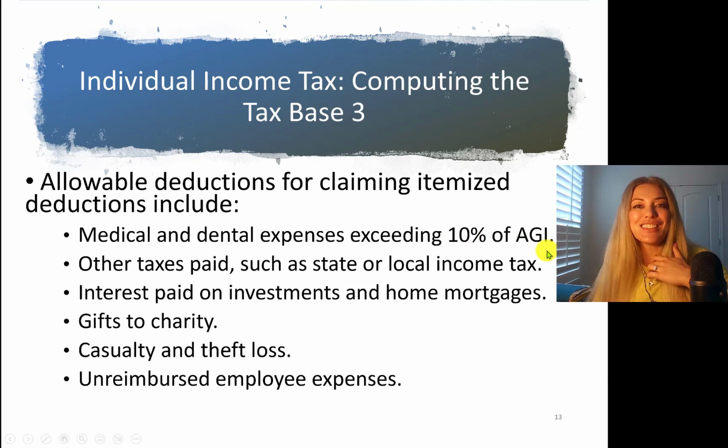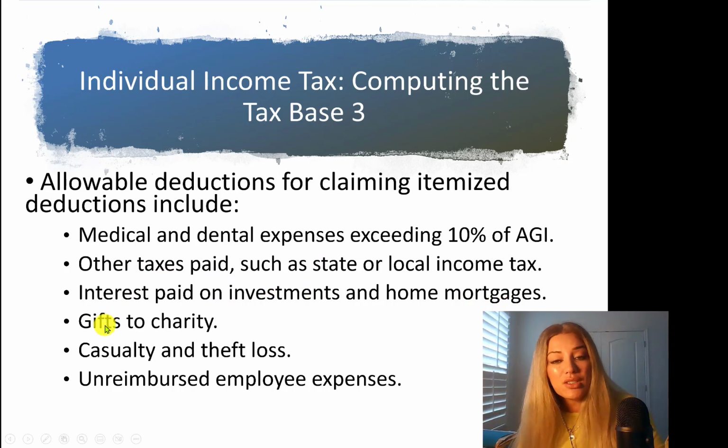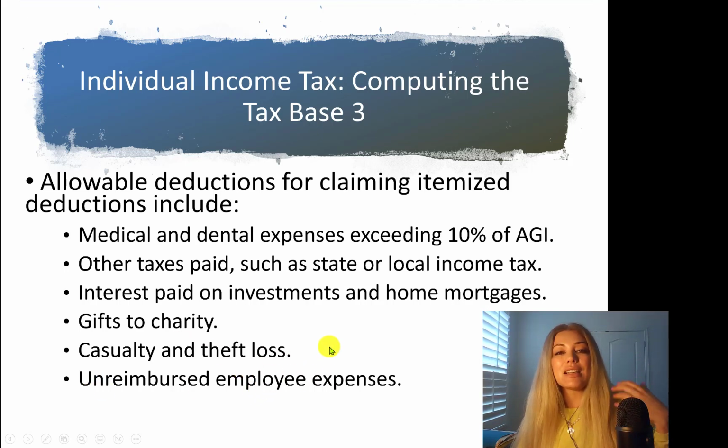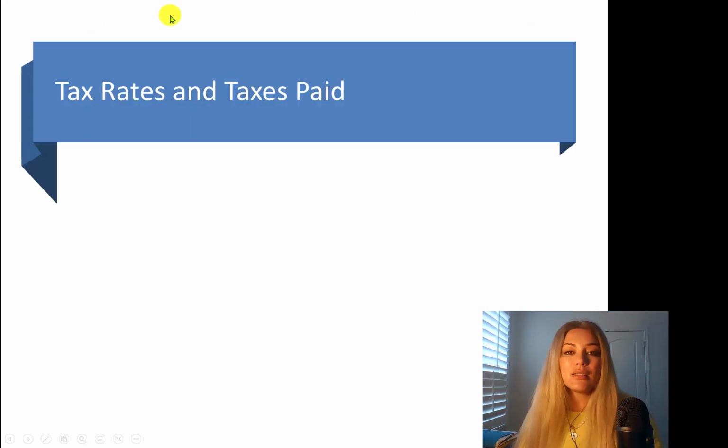Let's say I made $90,000 and my adjusted gross income is $90,000 and I had health care expenses of $20,000, which seems really excessive, but you can actually claim this in itemized deductions. Other taxes paid, such as state and local income taxes, interest paid on investments and home mortgages, gifts to charity, casualty and theft loss. This could be fire, and so on and so forth. Unreimbursed employee expenses. Let's say I had to travel for work and my employer did not reimburse me. I can itemize this deduction.